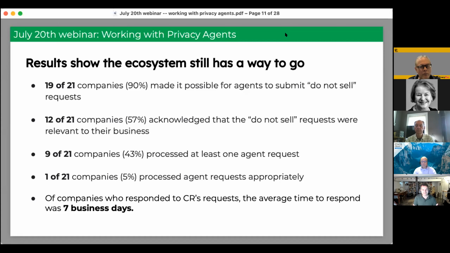Technically, they only need to inform you if the request was denied, but they don't need to inform you if the request was successful. So if you have a false positive where you assumed that the request was processed because you didn't hear anything, it might actually be that the company ignored the request. So lots of issues that show that the ecosystem still has a ways to go. Of the companies who responded to the requests, the average time to respond was 7 days.